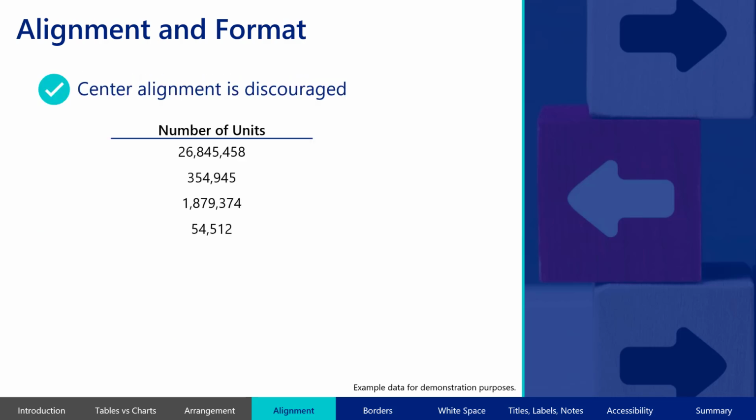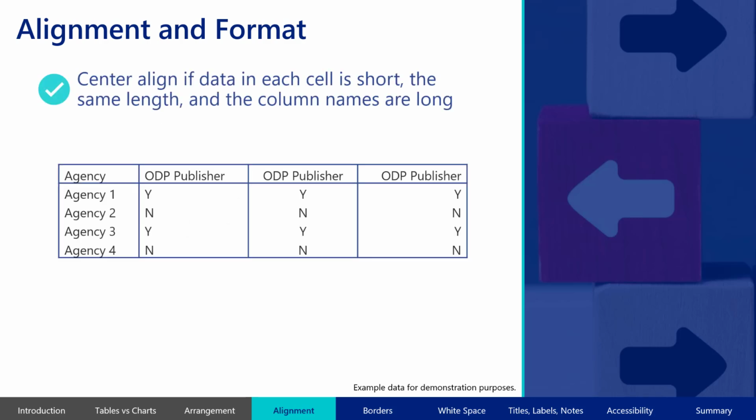Centering data within a column is generally discouraged, as it forces your audience to work harder to find the beginning of each line, especially for those with visual impairments or dyslexia. However, centering data within a column may be appropriate if the data in each cell is the same length and the column name is long. Column headings should have the same alignment as the data within the column.